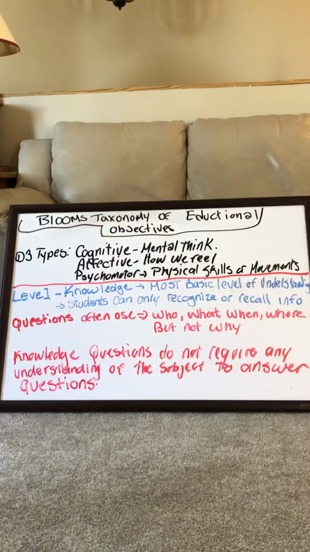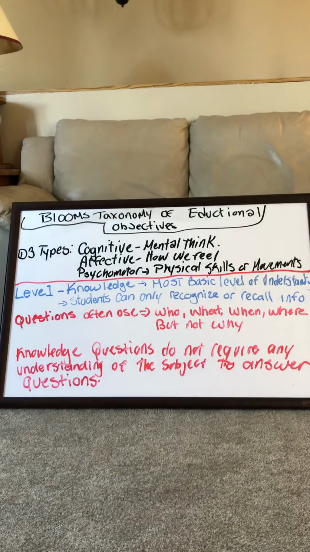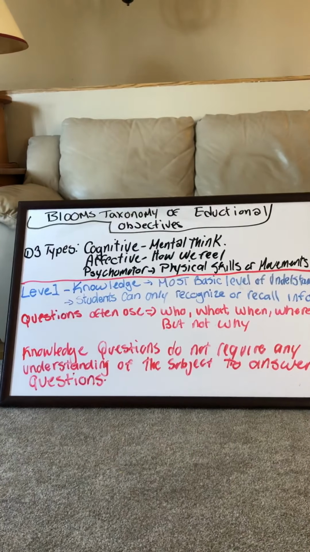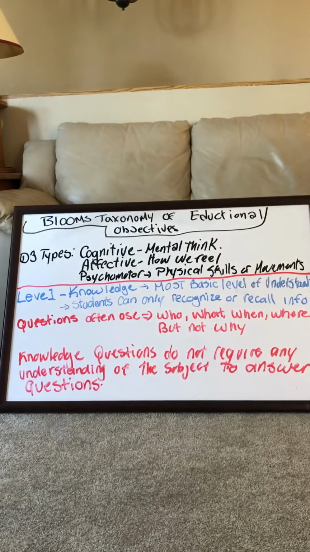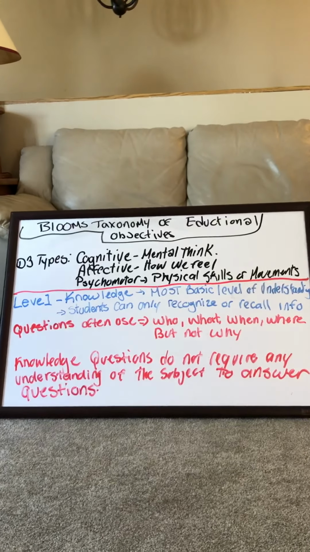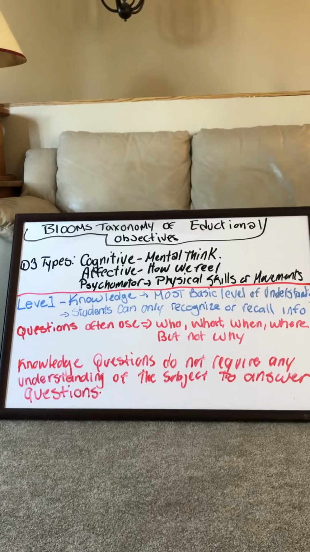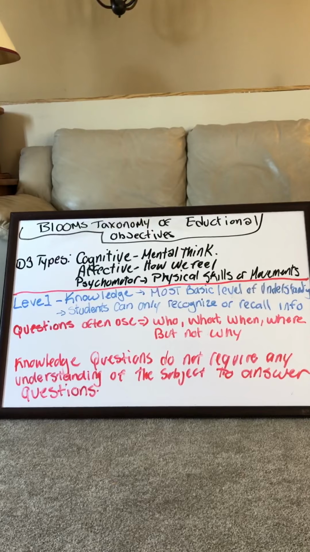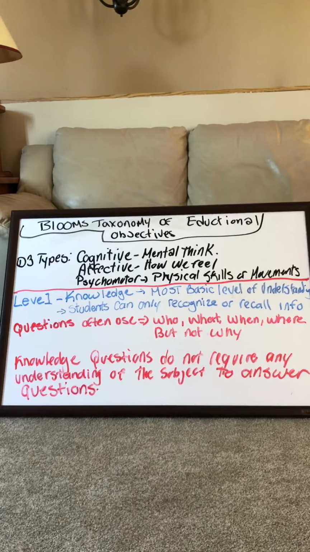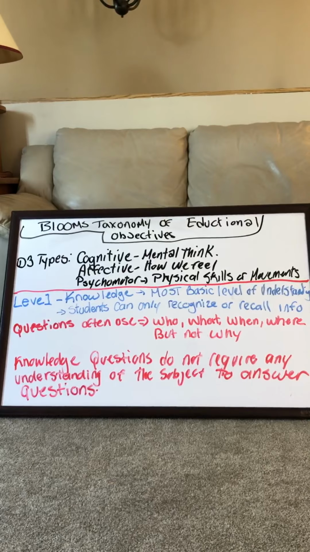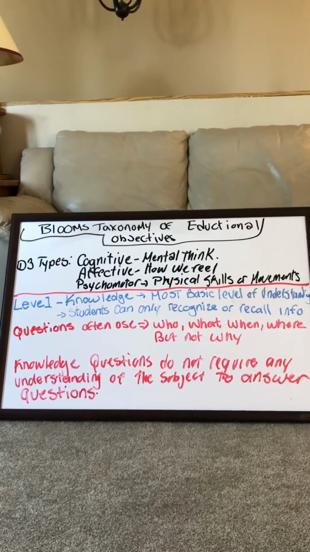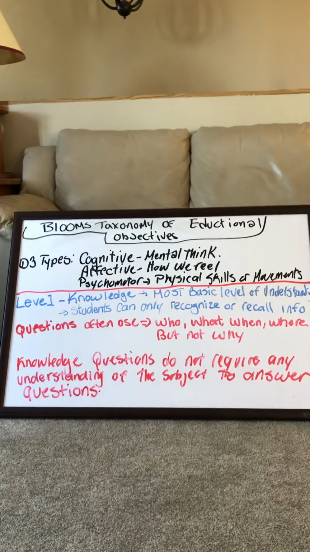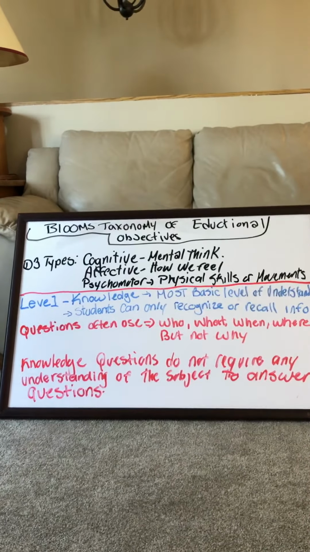These questions often use words like who, what, when, where, but not why. All right? Knowledge questions do not require any understanding of the subject to answer them. So for example, if I said, who wrote Romeo and Juliet? And I asked the entire school who wrote Romeo and Juliet, I would probably say 90% of the population could tell me that Shakespeare wrote Romeo and Juliet, but I would say maybe 10% have actually read the play. All right, so you can answer that question without really having an in-depth understanding of where you're at.